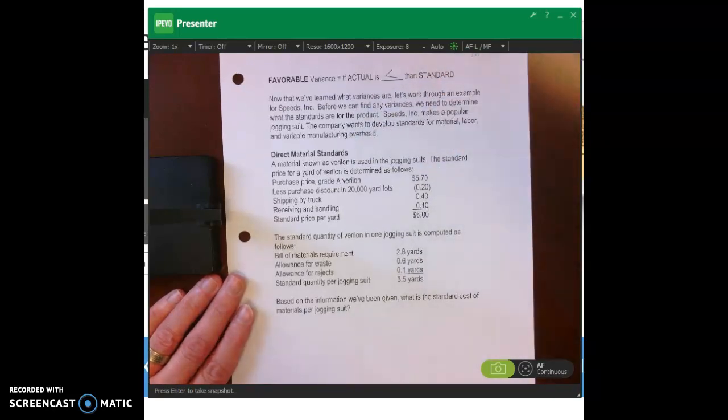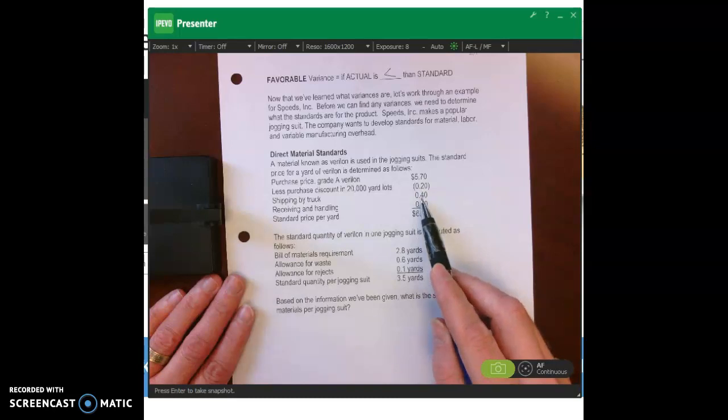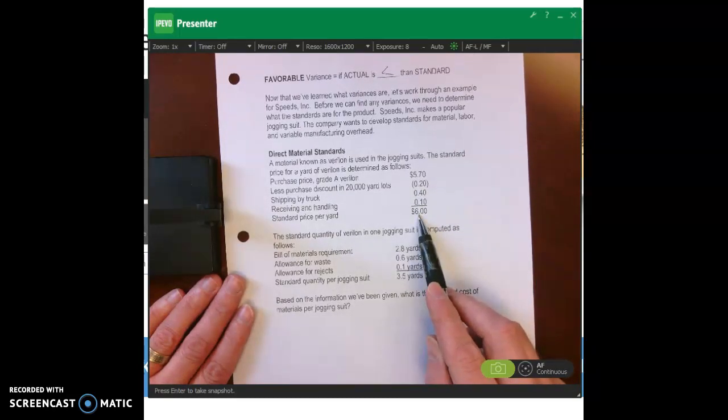The standard price for a yard of Verilon is determined as follows. We have our purchase price, less our discount. For shipping, our receiving and handling gives us a standard price per yard of $6. And you can see that these are attainable standards.